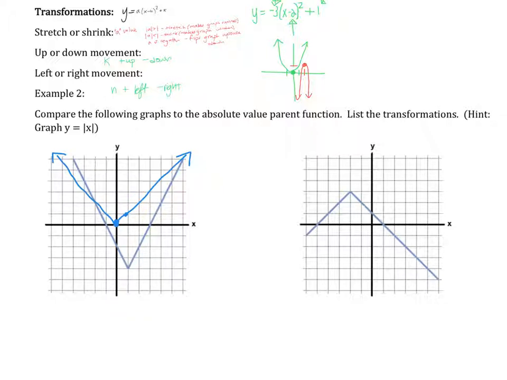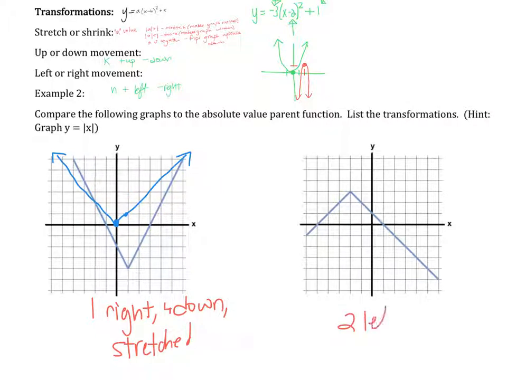So if you take a look at this, we can see that our new function is 1 right and 4 down, and it seems to be stretched, meaning it's a little skinnier than that original parent function. So let's look at the second one. Same thing. We have 2 left. We have 3 up. It's flipped upside down, so I'm just going to write flipped. And notice that the slope here is going down 1 over 1, down 1 over 1. That means that the slope is the same as the parent function.